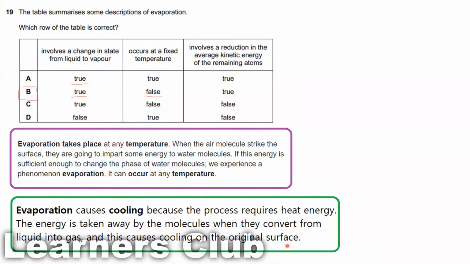And we all know the average kinetic energy is directly proportional to temperature. So if the average kinetic energy of the remaining molecules reduces, that means our temperature decreases. Since our temperature is decreasing, we get a cooling effect during evaporation. Therefore, the answer is B.